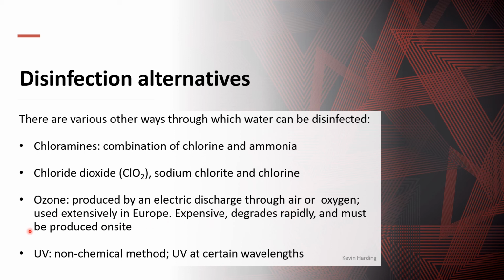You can produce ozone through a quick and easy little process, and then you can put that into your water. The thing is, it is expensive, which is a bad thing. It degrades rapidly, which is potentially a good thing. So it does its job and then it's out of the way. But, good or bad, it must be produced on site. So you have to have your own on-site ozone production facility. Another one is UV. So this is technically a non-chemical method where you can pass light over the water, and UV at certain wavelengths will kill pathogens in the water. So it will again kill microorganisms in the water.